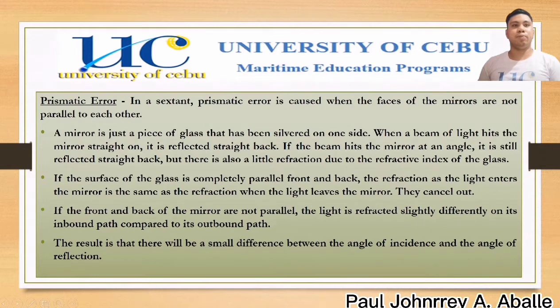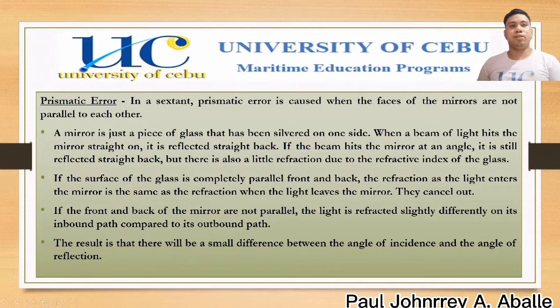In a sextant, prismatic error is caused when the faces of the mirrors are not parallel to each other. A mirror is just a piece of glass that has been silvered on one side. When a beam of light hits the mirror straight on, it is reflected straight back. If the beam hits a mirror at an angle, it is still reflected, but there is also a little refraction due to the refractive index of the glass.